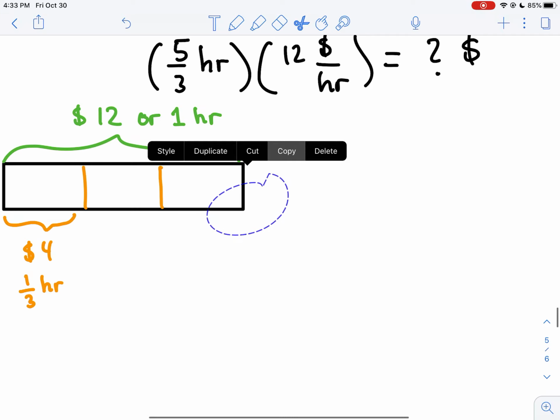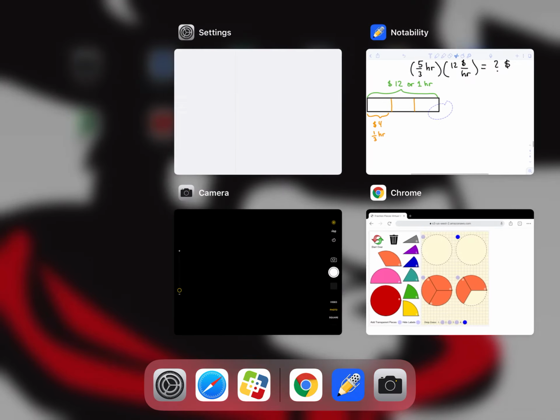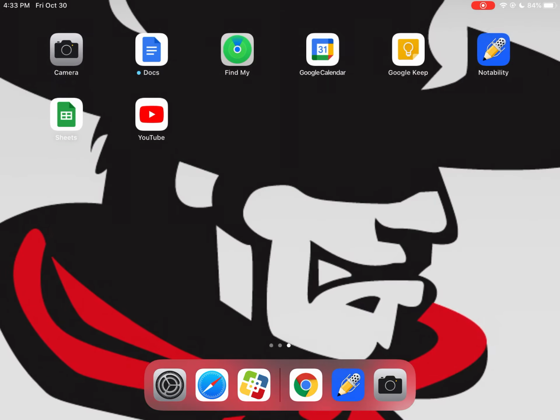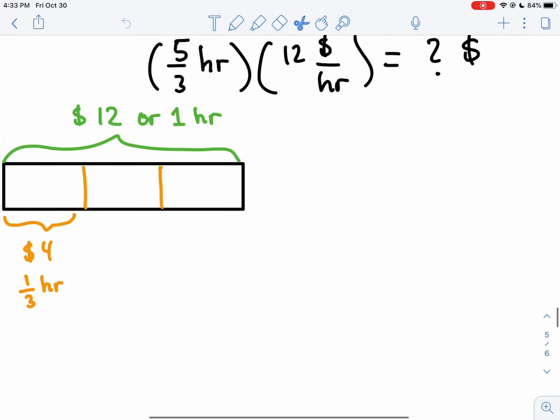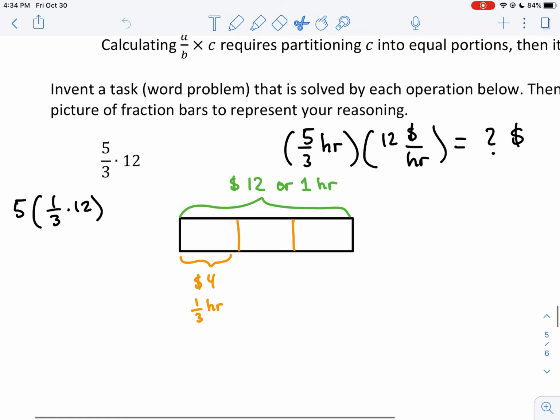Copy it. Oh, I hope you did not freeze on me. Oh boy, I'm going to have to exit. And hopefully this should come right back. Fingers crossed, I would not want to redo all this stuff. Okay, here we are.